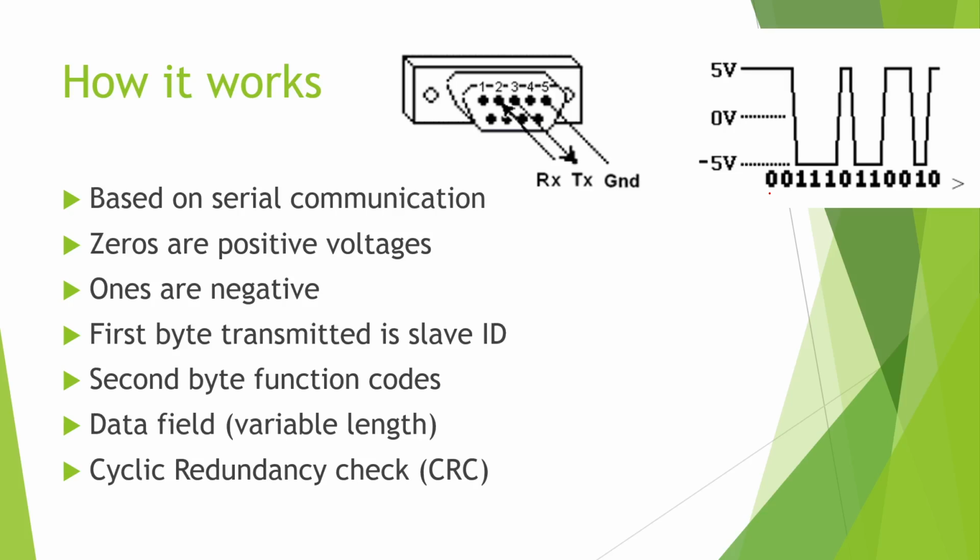So the first thing we're going to transmit, the first byte, because we have 127 different possible node addresses, that is 7 bits of information. Those are going to be the slave ID. The second byte is function codes, which we'll talk about in a minute. Then we have our data field, which is variable length. And then we have a CRC, which is our redundancy check to make sure we've actually got the right data, that I've transmitted the information to you and it's what you were expecting to receive.